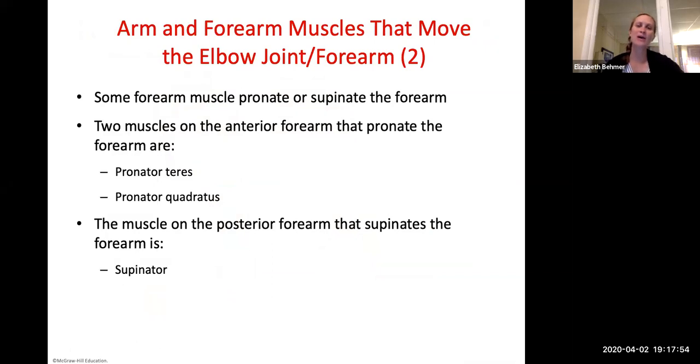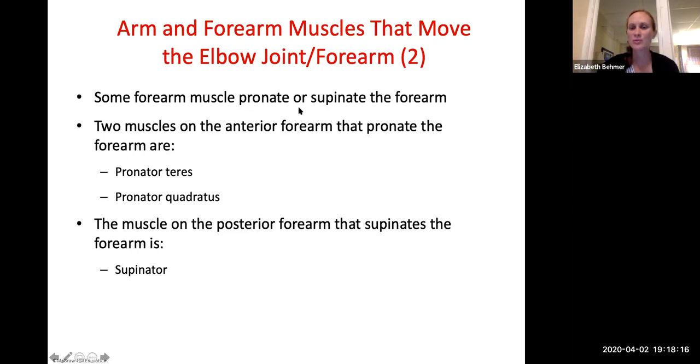Then we'll talk about your forearm muscles. And you have a lot of muscles in your forearm. And again, the forearm is this area right here. It's such a tiny part of your body, but you have many, many muscles in your forearm. That's because their action is to flex and extend your fingers and your wrist. So you need a lot of muscles to do that.